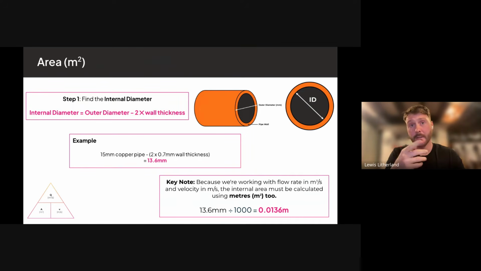So as an example, we've got 15mm copper pipe, and the wall thickness in this example, and for most, to be honest, is 0.7 millimeters, okay? So even though it's 15mm pipe, you've actually got a 0.7 wall thickness on that. So if we put these numbers into that calculation, we're just going to do 15, which is our outer diameter or our full diameter, minus 2 times the wall thickness. Because the wall thickness is 0.7, multiply that by 2, we've got 1.4, and then minus that from our 15mm, that's 13.6.